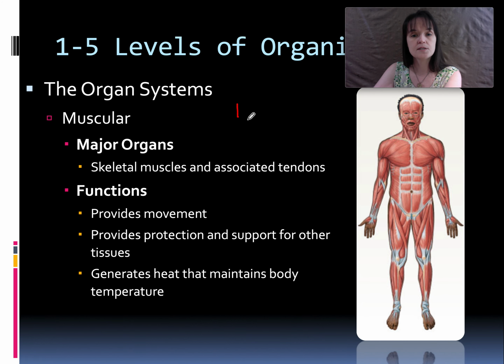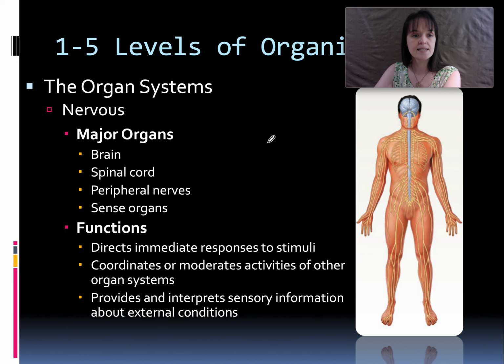The muscular system, that's test 4, and we're doing all of these in lab in the same order. And it's the muscles and the tendons that connect them too. And it moves you, protects and supports, and generates body heat. The nervous system, we're doing this in test 5 and test 6 and coming back for 2402 test 1. So we've got 3 tests over the nervous system.